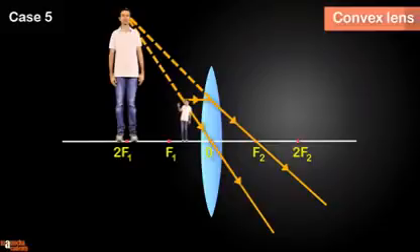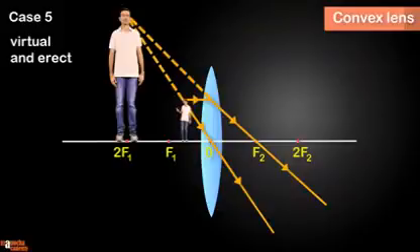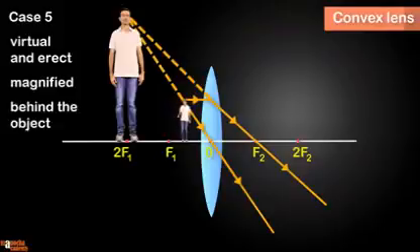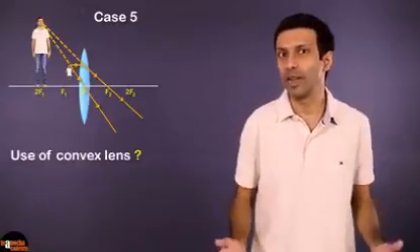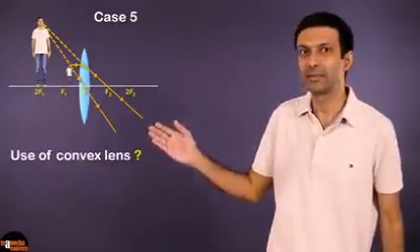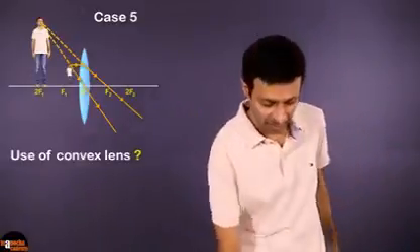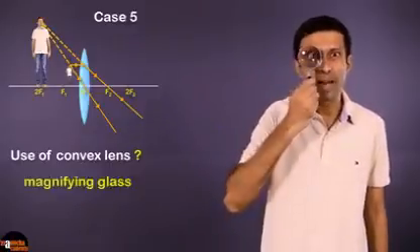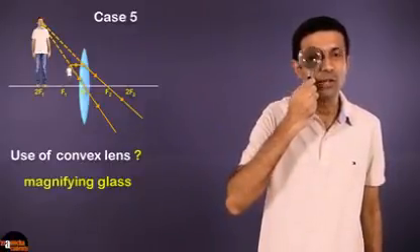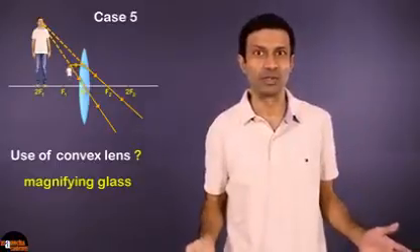Wow! Can you see? The image is magnified here. So what are the properties of the image? The image is virtual and erect, it's magnified, and it's formed behind the object. Do you know a use of convex lens for this case? That's right. It's used as a magnifying glass, like the one used by Detective Sherlock Holmes.